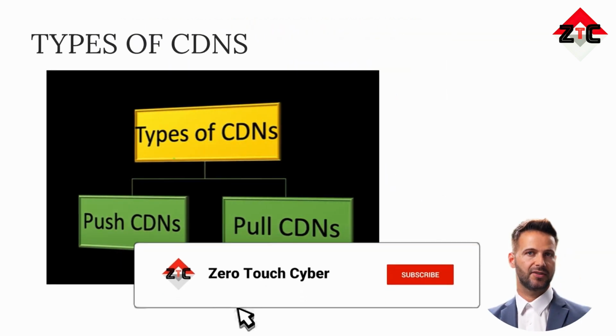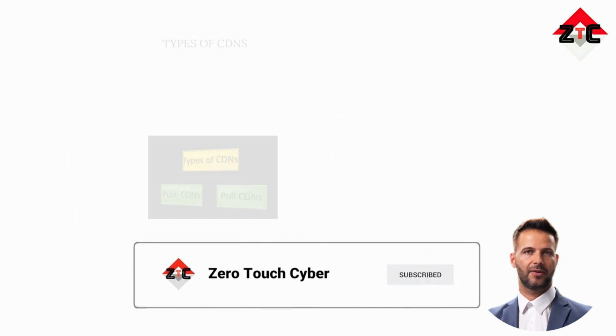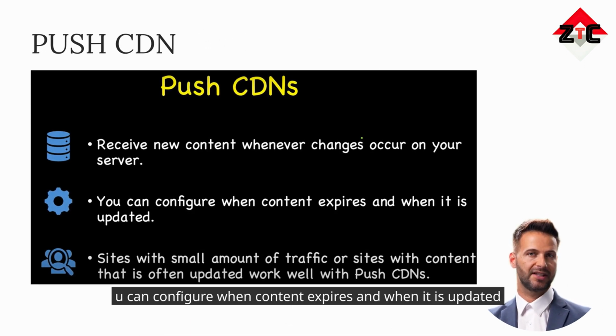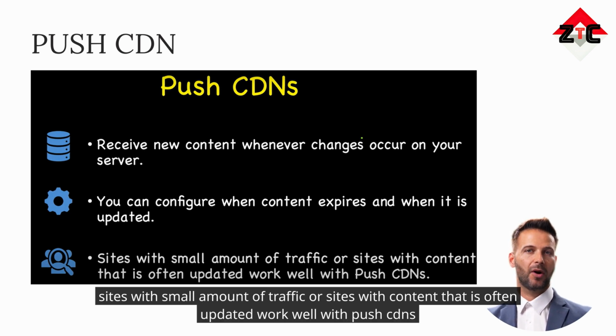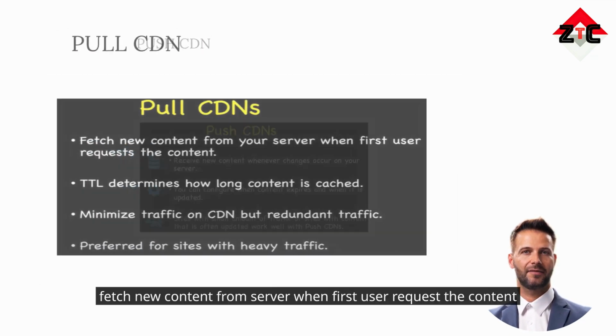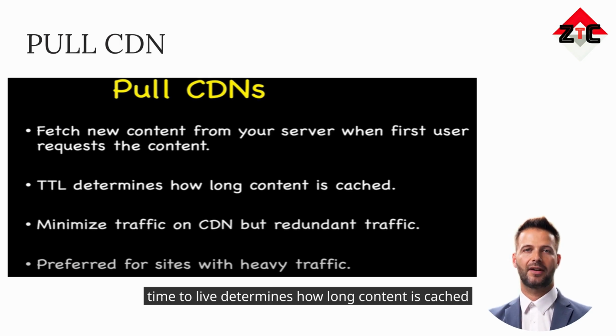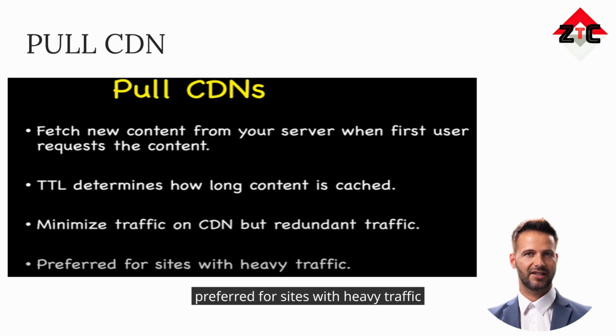Types of CDNs: Push CDN and Pull CDN. Push CDNs receive new content whenever changes occur on your server. You can configure when content expires and when it is updated. Sites with a small amount of traffic, or sites with content that is often updated, work well with push CDNs. Pull CDNs fetch new content from the server when the first user requests the content. Time to live determines how long content is cached. They minimize traffic on the CDN but have redundant traffic, and are preferred for sites with heavy traffic.